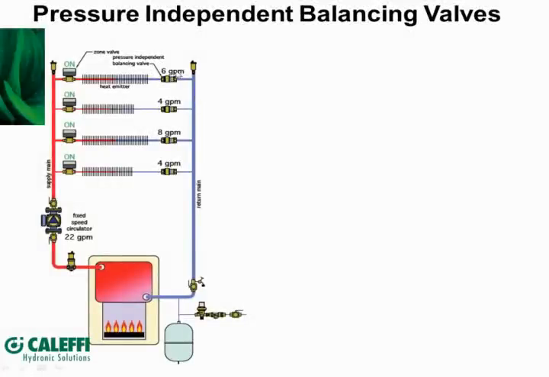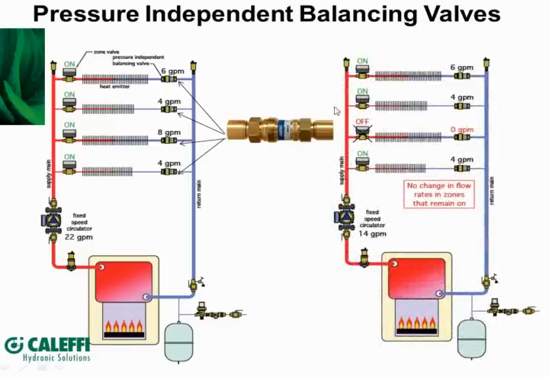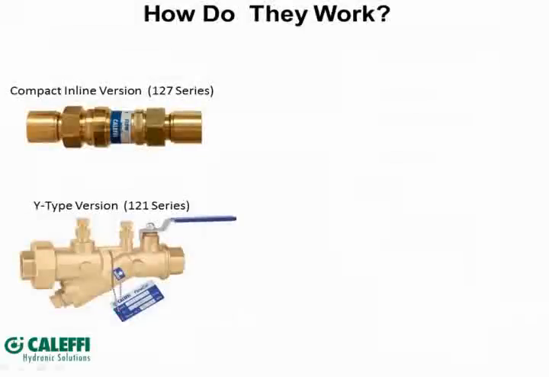Alternatively, the designer could specify, instead of manual balancing valves, pressure-independent balancing valves as such. So when this valve, again, as we showed in our other example, turns off, what happens? Well, it turns off and all of the flow rates stay constant. And there's no need for a differential pressure bypass valve. So this is where pressure-independent balancing valves are used in these type of applications. Now, if this valve were to turn off, these would continue delivering 4 and 6 gallons per minute respectively.